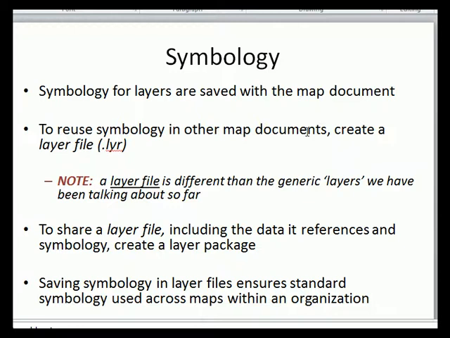So it's kind of like a map document in that it doesn't store the data in itself. With a layer file, you also need the data. A layer file is no good without the data that it references. All a layer file does is it stores symbology, and it stores a path to where the data is that it's symbolizing, a lot like a map document does. Saving symbology in a layer file ensures standard symbology is used across maps within an organization, and that's pretty powerful.